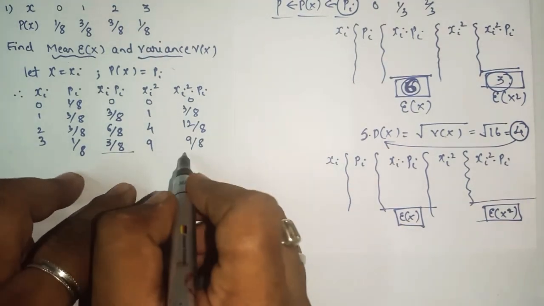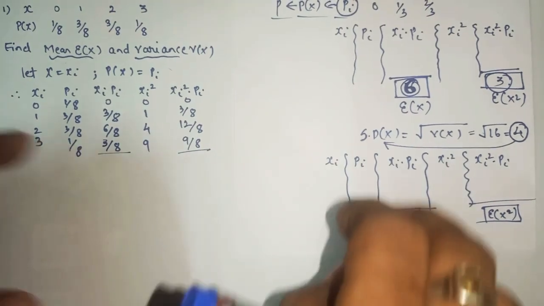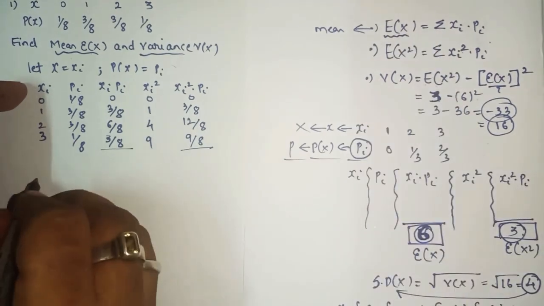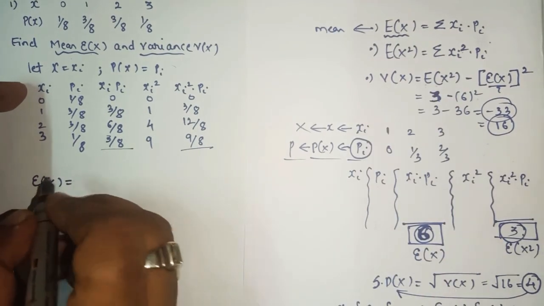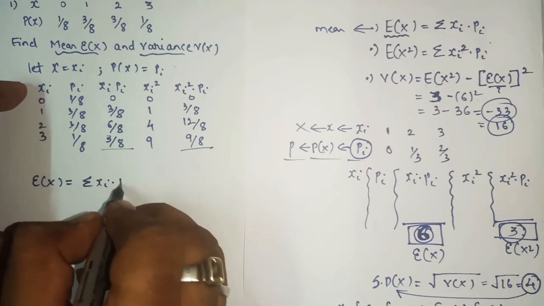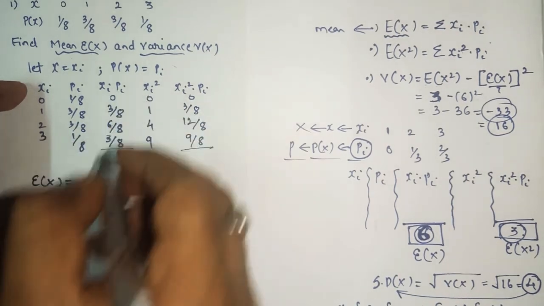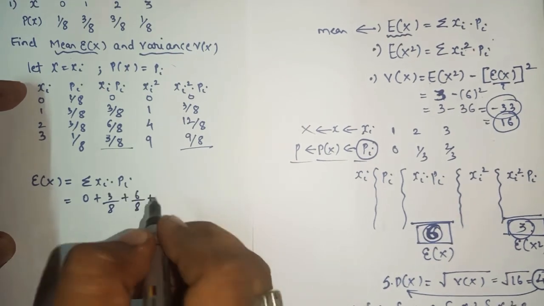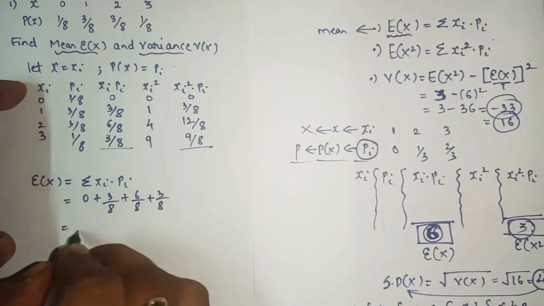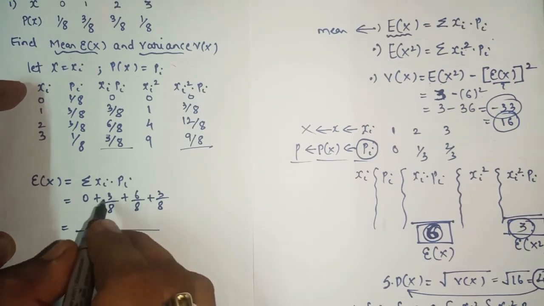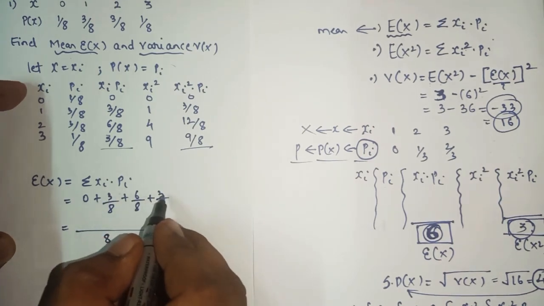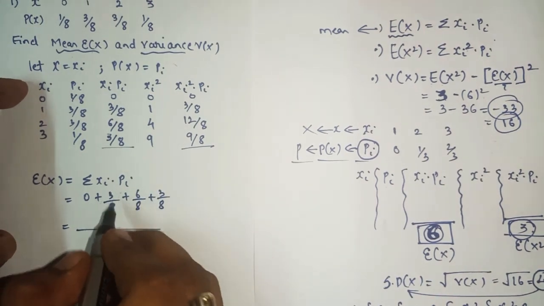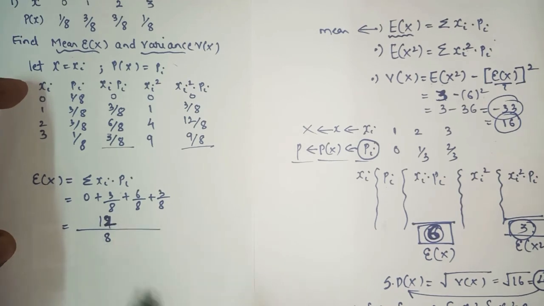Okay, so what is the first thing we have to find? E of x. So E of x is what? The total of xi and pi. Simply, you have to add all these four numbers, yes or no. As we can clearly see the denominator is the same, so this will be 0 plus 3 plus 6 plus 3. So 6, 7, 8, 9, 10, 11, 12. So here you will get 12 upon 8.